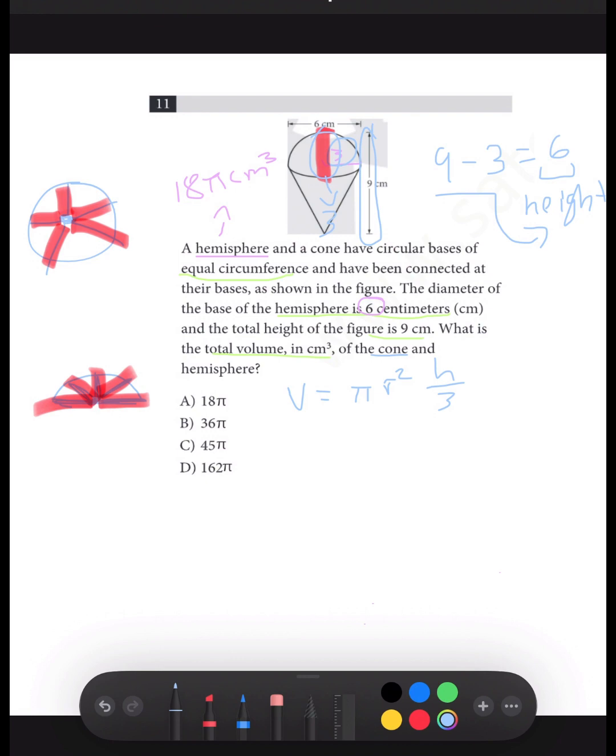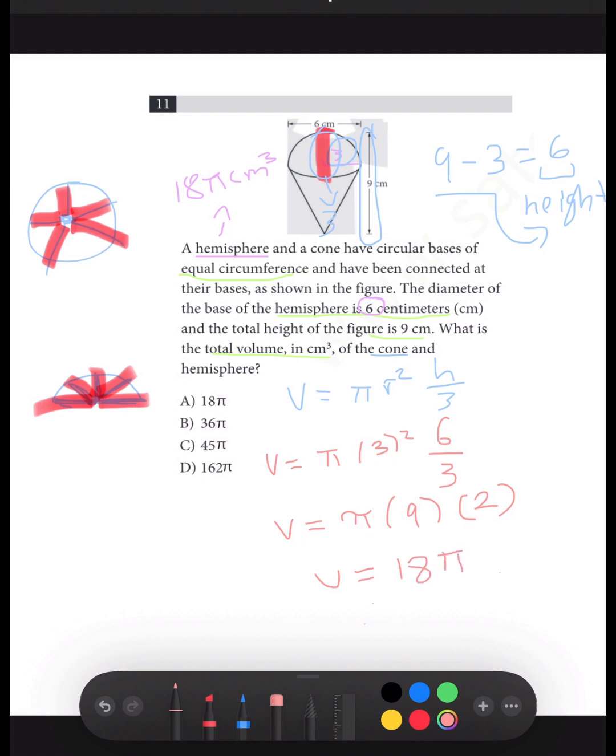So now let's solve. Volume equals pi radius squared times 6 over 3. Then we get volume equals pi 9 times 2. Volume equals 18 pi.